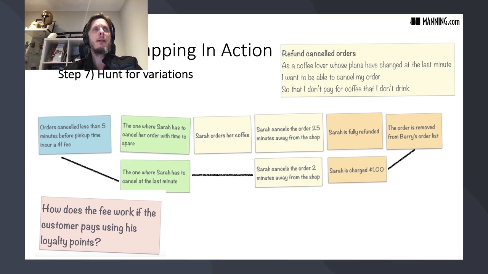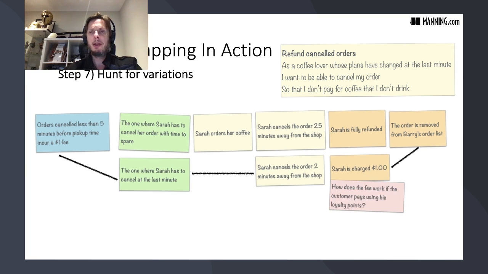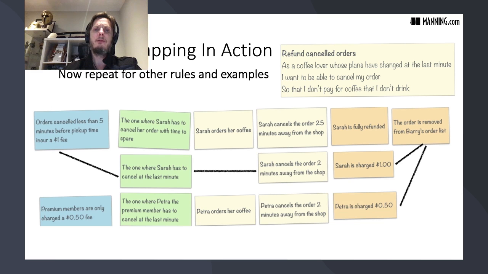So we might have a question: how does a fee work if the customer pays with loyalty points? So Sarah gets charged $1. What if she paid with her bonus points, her loyalty points, as opposed to with cash? How would that work? We don't know the answer to that question, so we put a pink card to say this is a question. And then we basically repeat this process for different rules and different examples.